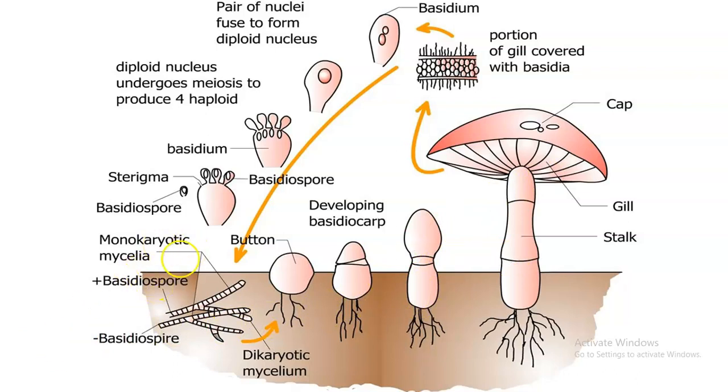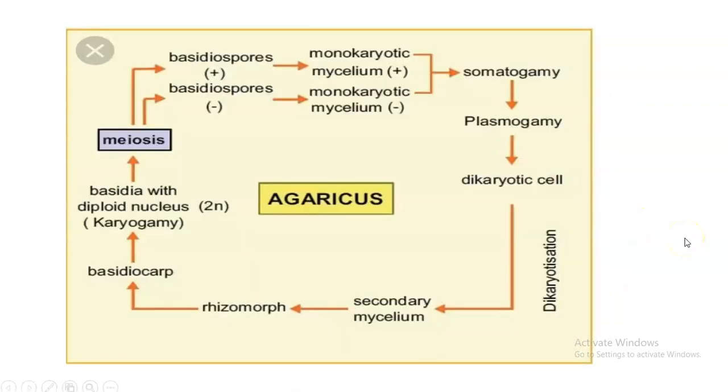Only in the spring and summer season can you get the nutrition. So to overcome the winter season, this particular mycelia will be forming a structure called the fruiting body, the basidiocarp, which will be releasing the basidiospores, which will help it overcome the winter. So this is the life cycle.